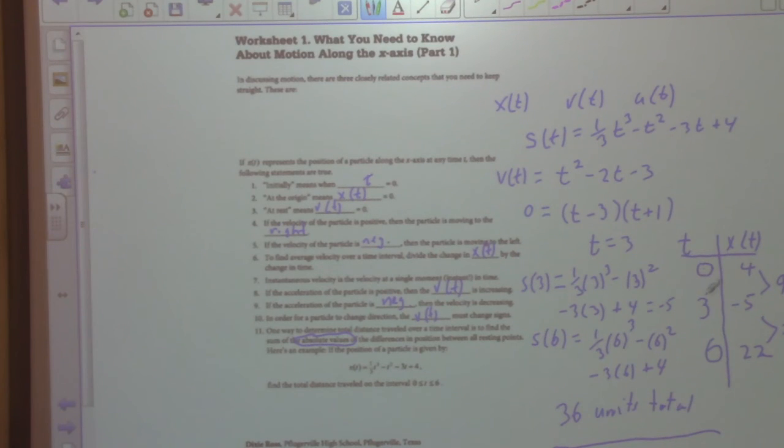All right, what is the displacement between t of 0 and t of 6? Would that be 18? 18 units. So that means that the difference between starting position and final position is 18 units, but the total distance traveled is twice that because you went back and forth, right? So anyway, that's typical of what we're going to be doing here, all right?